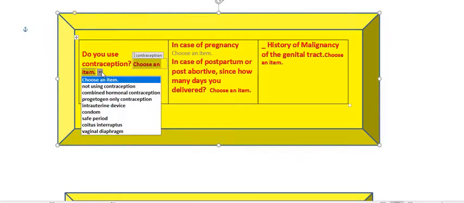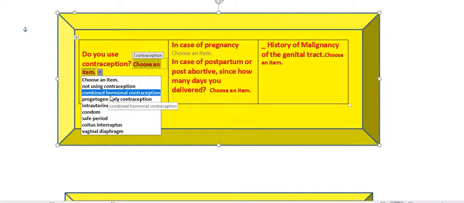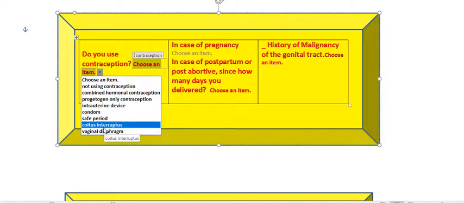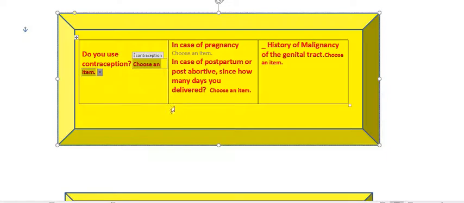If the patient is not pregnant, what is the method of contraception she is using? Not using contraception, or using combined hormonal contraception, or progesterone only contraception, or intrauterine device, or condom, or safe period, or coitus interruptus, or vaginal diaphragm.